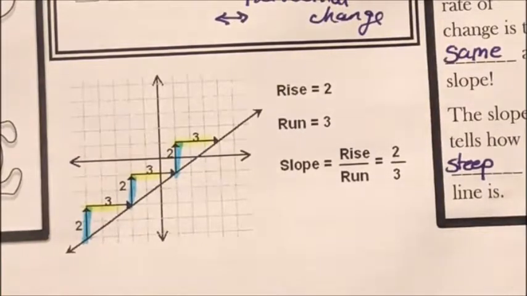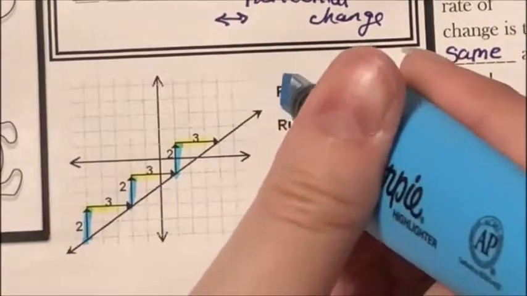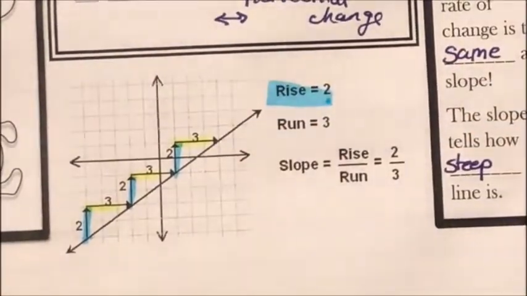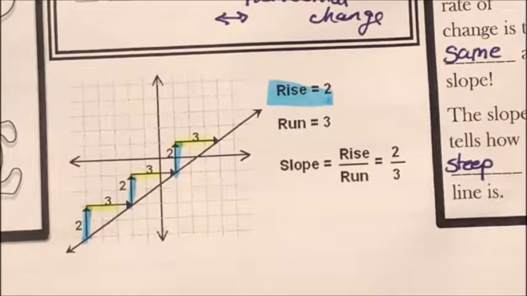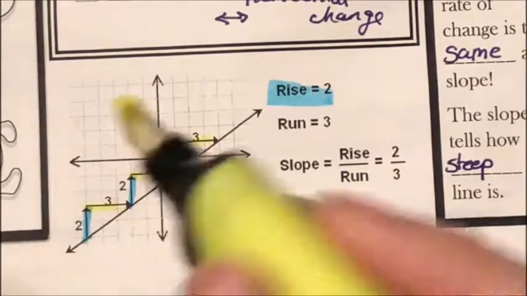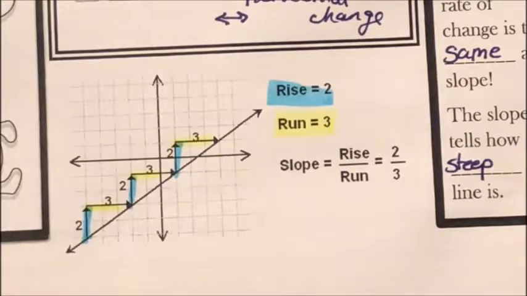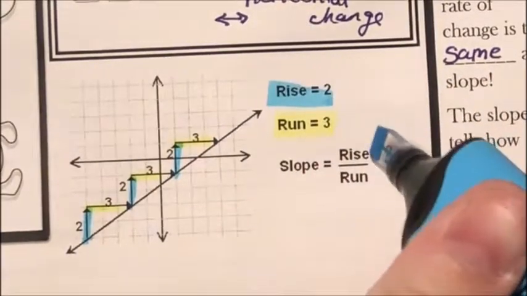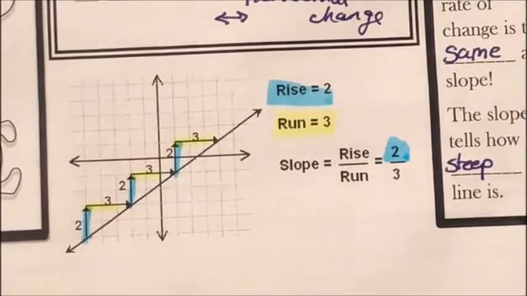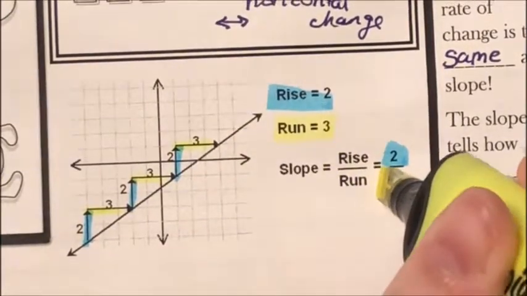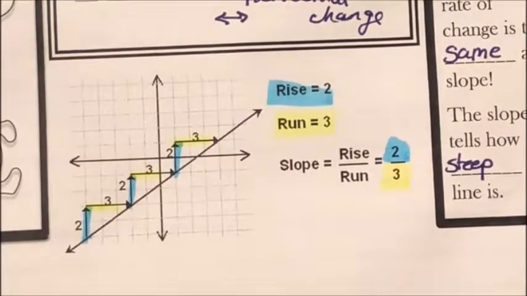So my rise is 2, right? And my run is 3. So my slope is my rise 2 over my run 3. So rise over run. So every time it's always you go up and then over, okay? So let's look at an example.